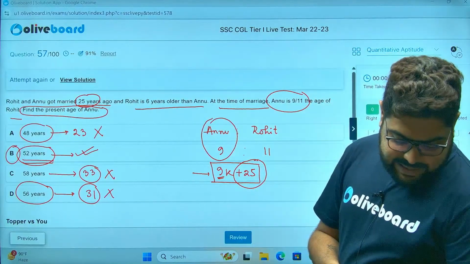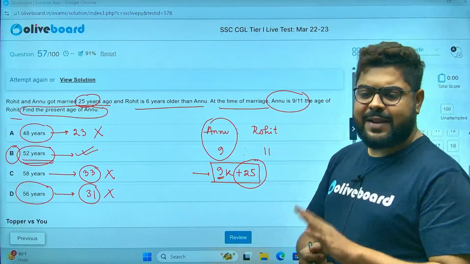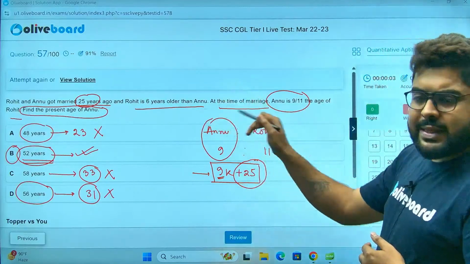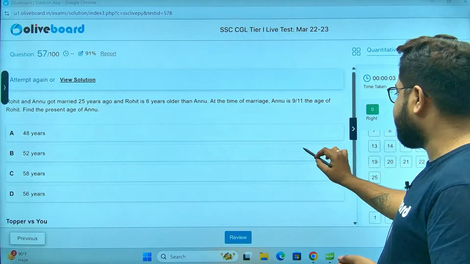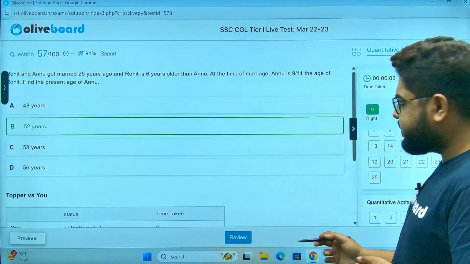Everybody clear? Very simple, so go with this. This is a shortcut. It will hardly take you 10 seconds. 52 is the answer.